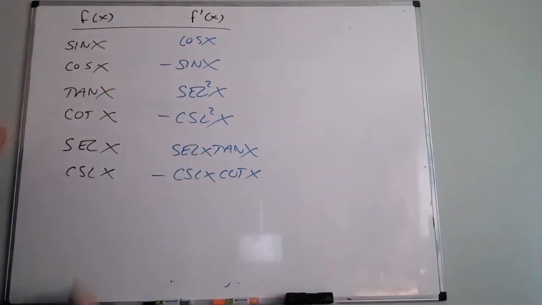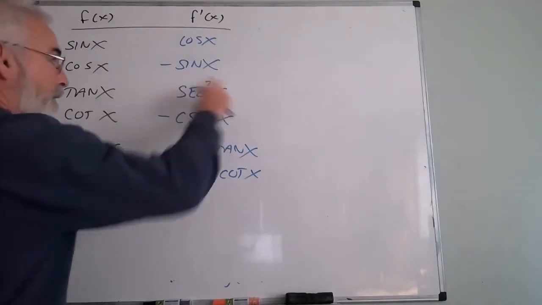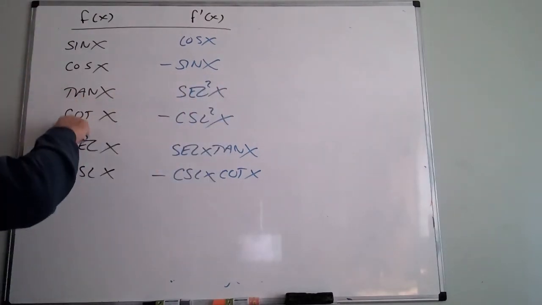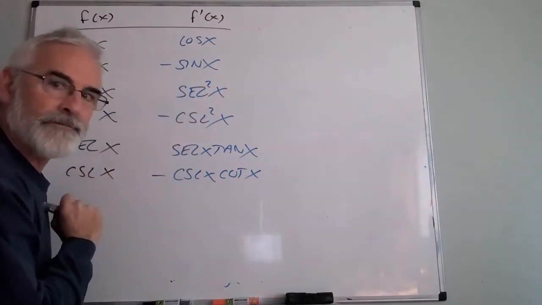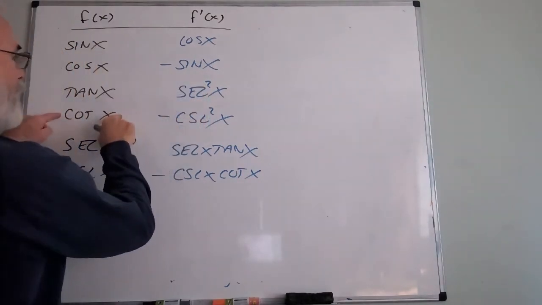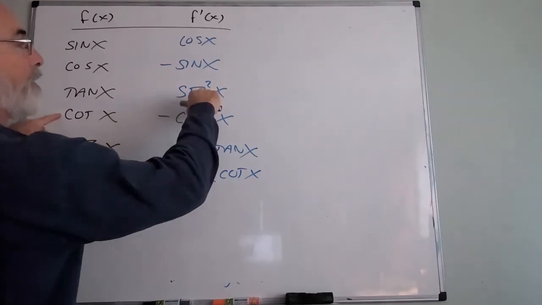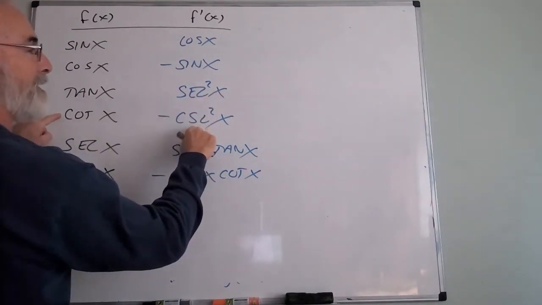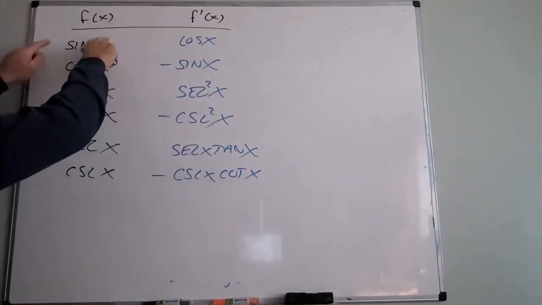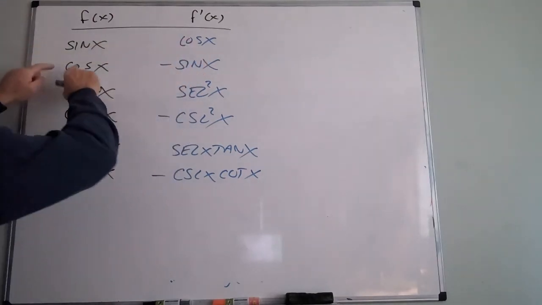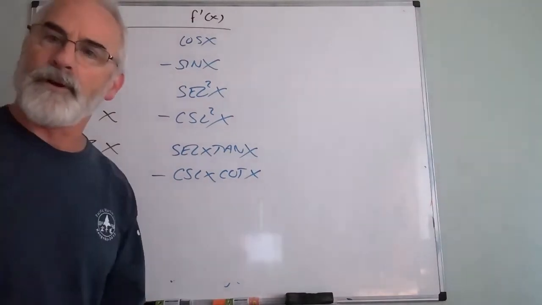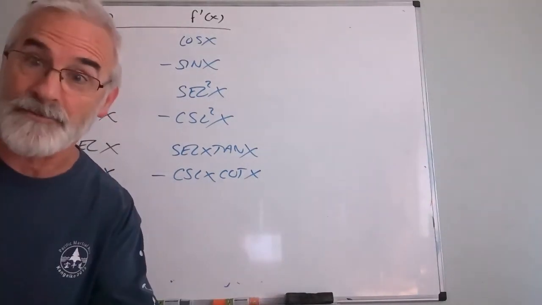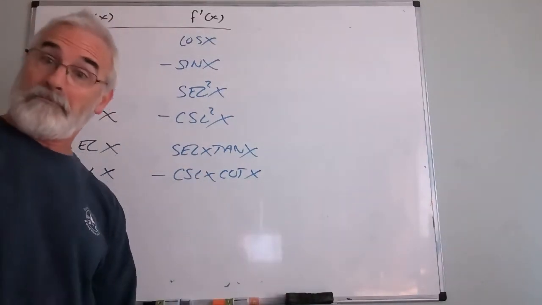Now let's go up to here. The derivative of tangent is secant squared. I've got to remember that one. Now look at its cofunction. What's the cofunction of secant? Cosecant. So the derivative of cotangent is the negative of the co-derivative, if you will. Now the derivative of sine is cosine. The derivative of cosine is the negative of the, well, what would the cofunction of cosine be? Back to sine.